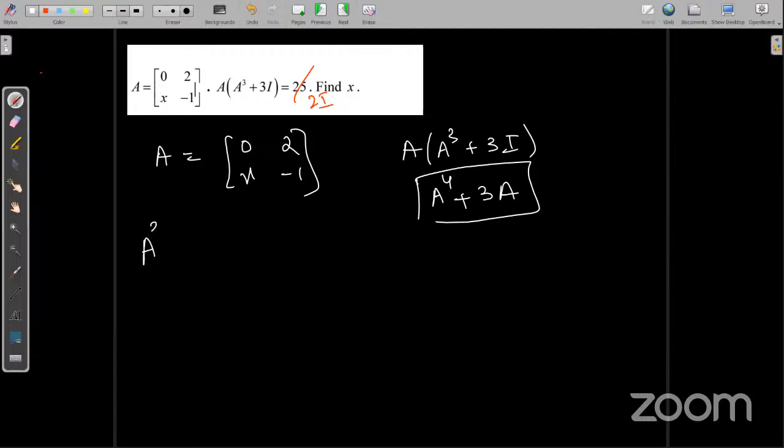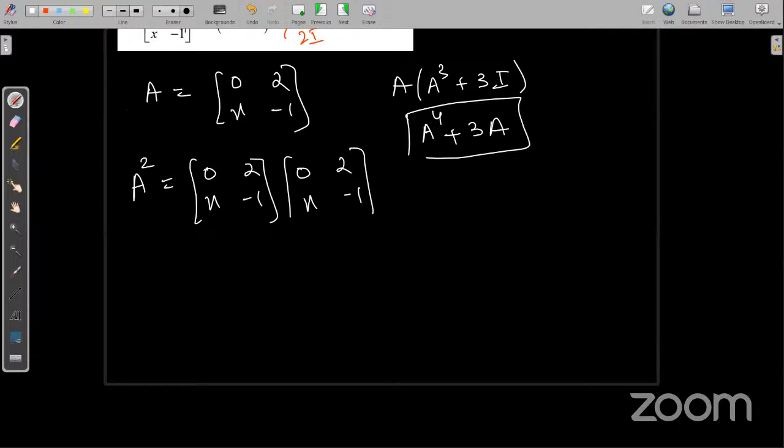So what is A squared? It is [0, 2; x, -1] into [0, 2; x, -1]. So how much are we getting, guys? 0 into 0 plus 2x, right? And 0 into 2 is 0, minus 2, and this one is 0 and minus x, and the last one is 2x plus 1. So this is A squared.